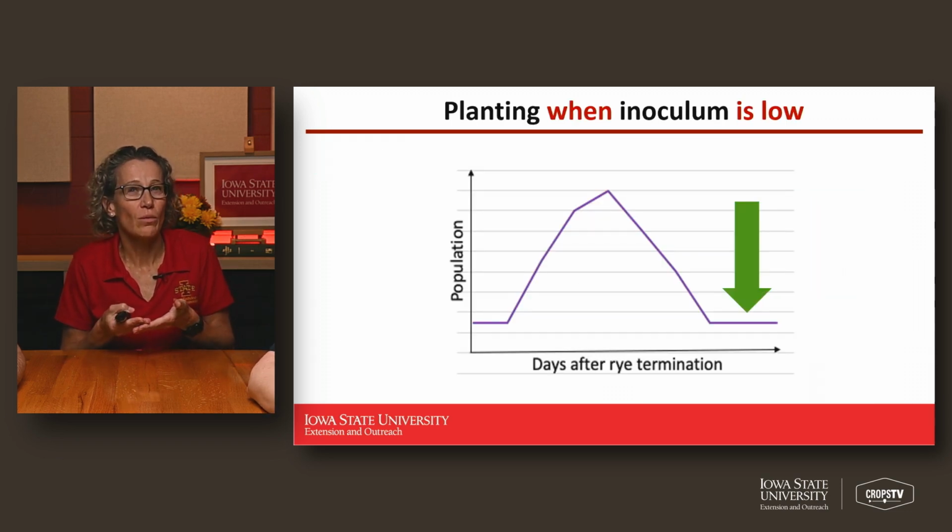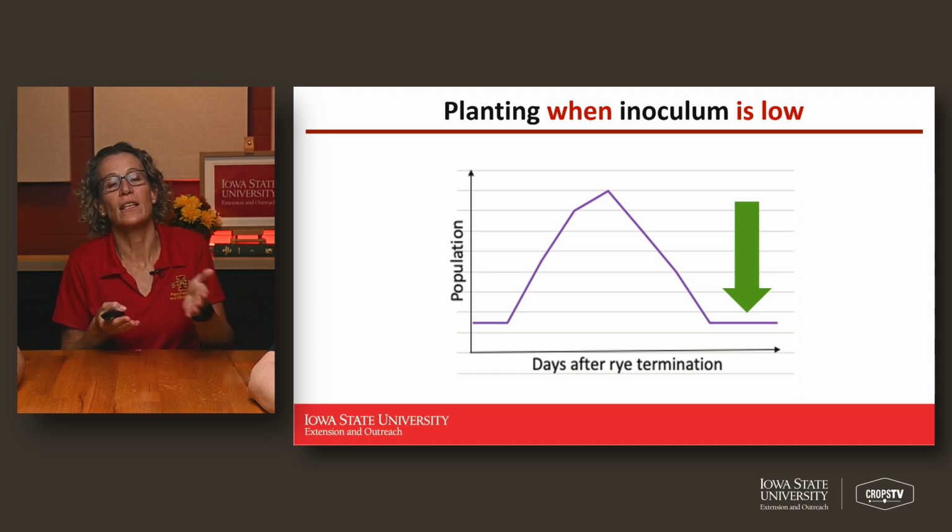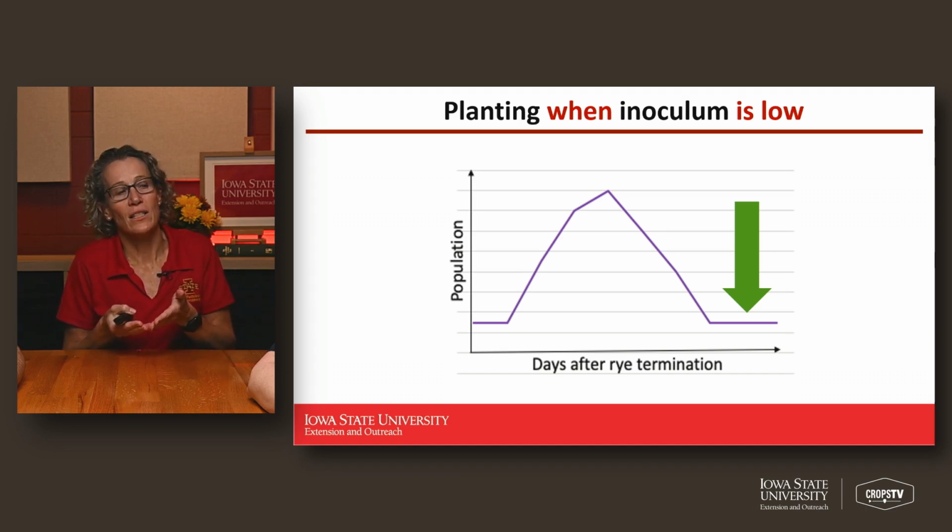So what we're going to start with is just talking about some research that Rochelle was doing, which looks at this aspect of planting when the inoculum is low. As I mentioned, we'd rather wait at least 10 days after the cereal rye is terminated, and then plant the corn. But Rochelle has been doing a multi-state project where we've been looking at the effect of planting green. So what happens when we plant that corn at rye termination when those population levels are high?